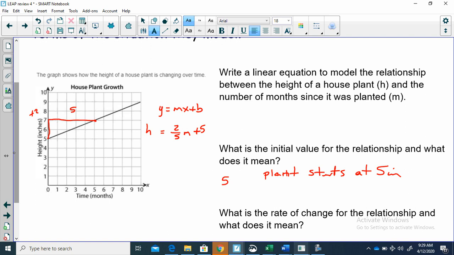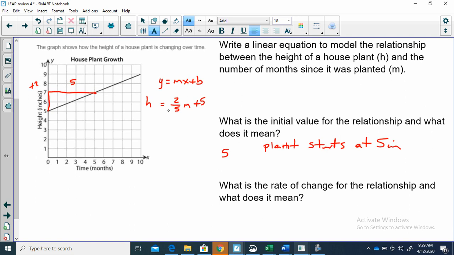What is the rate of change for the relationship, and what does it mean? Our rate of change is 2 over 5. When we talk about a rate of change, we're talking about the change in y over the change in x. Y is height in inches, so that's 2 inches. X is time in months. It goes up 2 inches every 5 months.